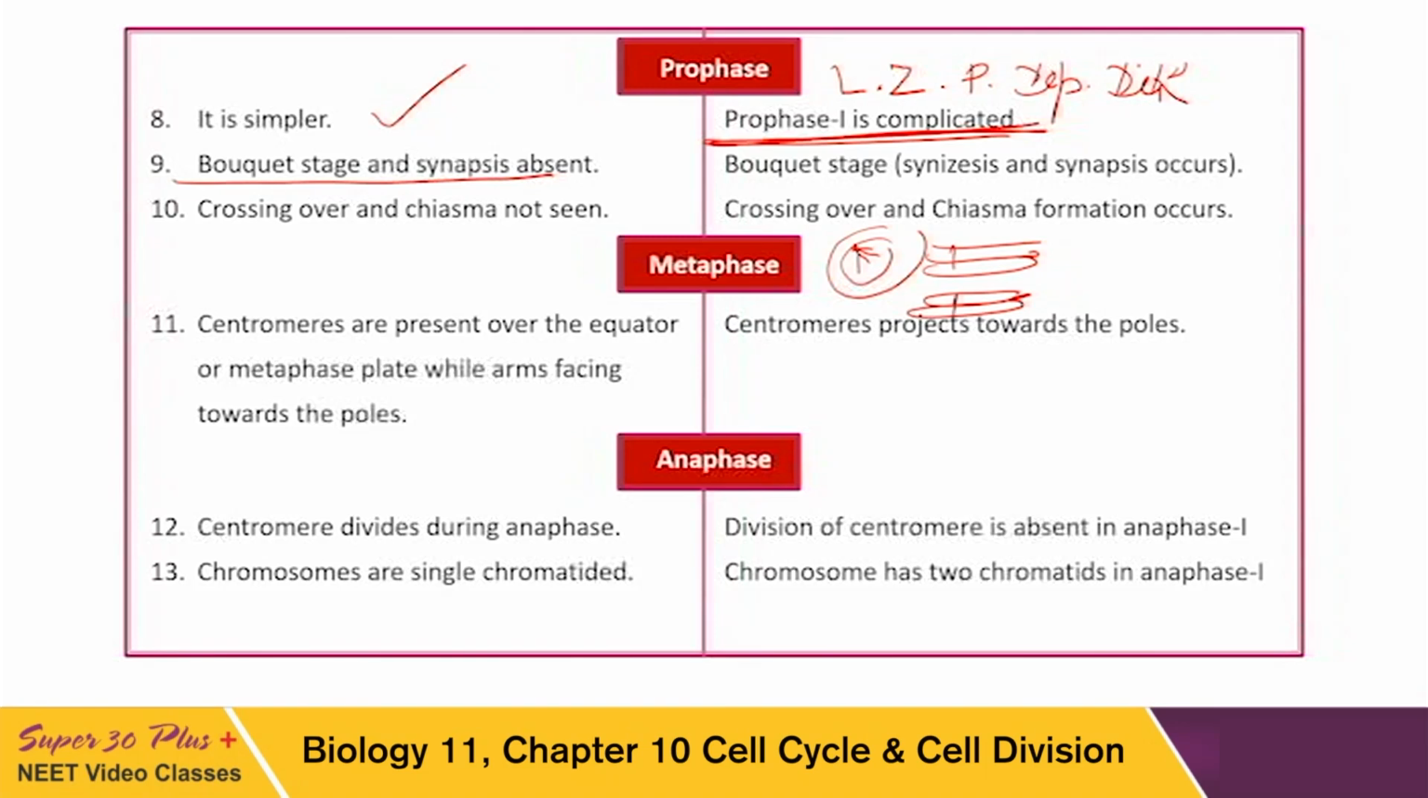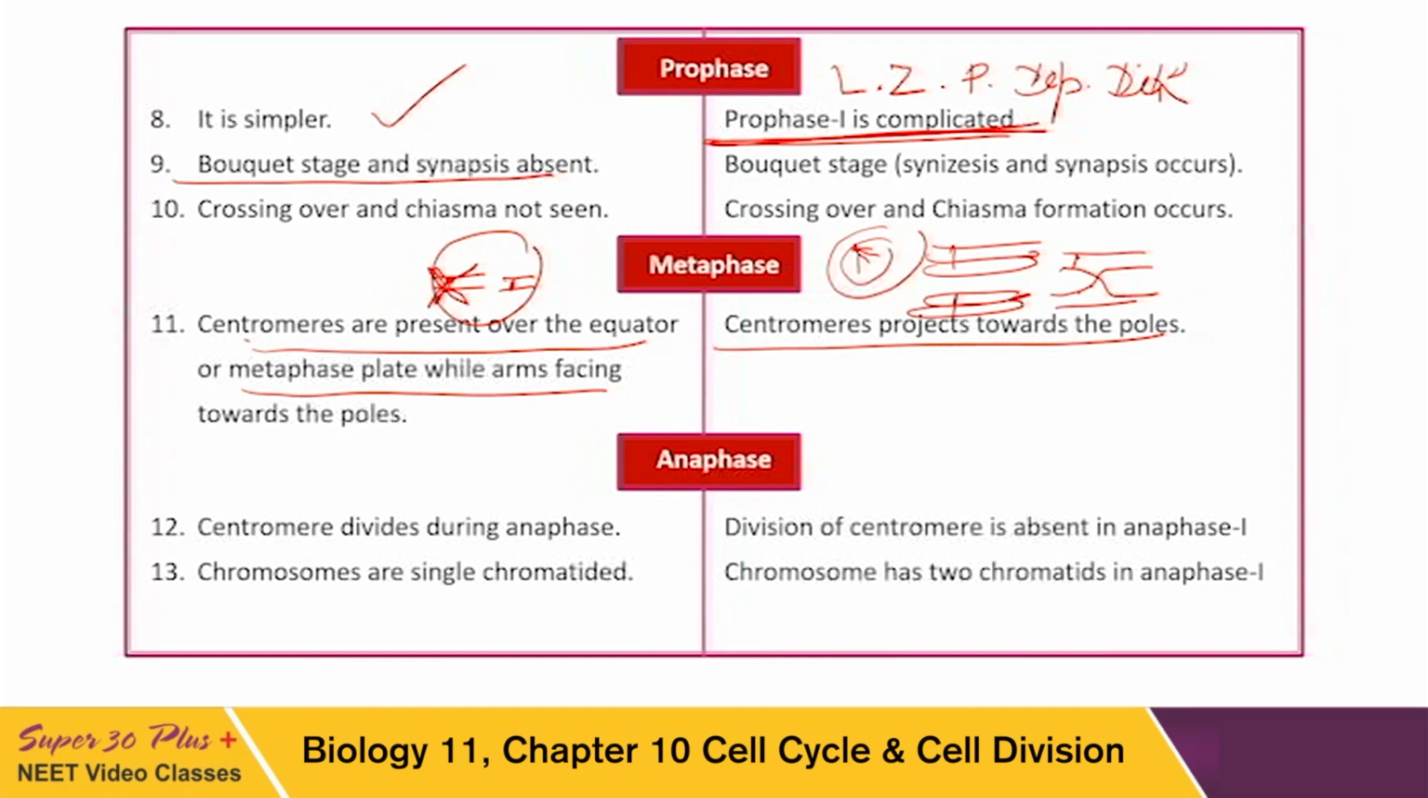In pachytene there is what? The crossing over is there, like this. Chiasma formation is found. Metaphase, centromere, here. In metaphase what is there? The chromosomes are arranged on the equator. This is the centromere. The centromere is present over the equator, right? And in metaphase the arms are facing towards the pole. It will be like this, these are the 2 chromatids. The centromere projects towards the pole.